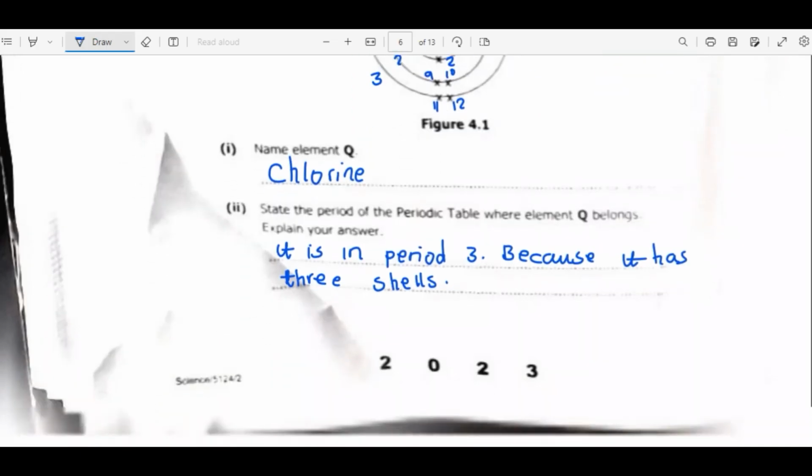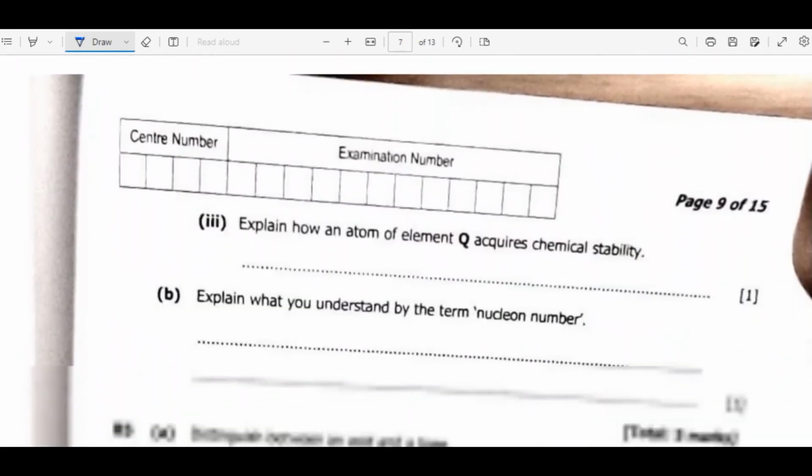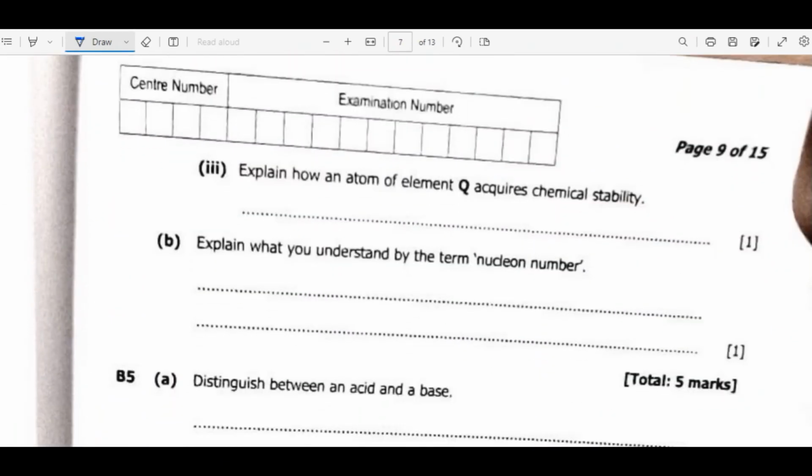Okay, let's move on to Roman number 3. Explain how an atom of element Q acquires chemical stability. So chlorine is a nonmetal, and nonmetals acquire stability by gaining electrons. By gaining an electron, since it only gains 1.